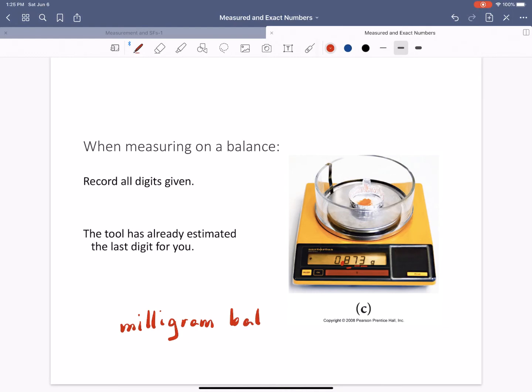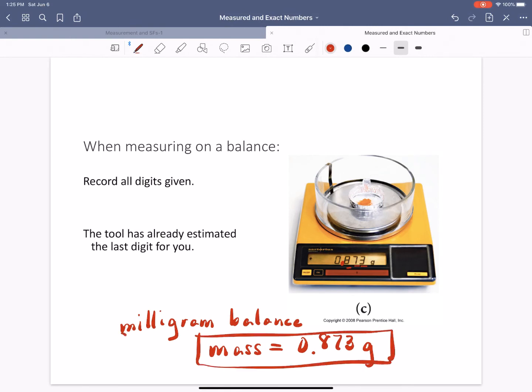Milligram is simply to say that's the uncertain digit. That's what's being estimated. And the value here, the mass of whatever that is, is equal to 0.873 grams. So on a milligram balance, we're still ending up with a mass in grams. The milli is just telling us where the estimated digit was.